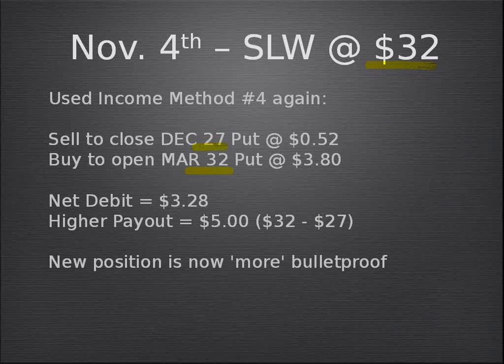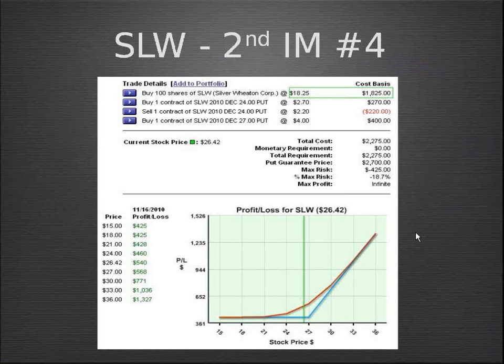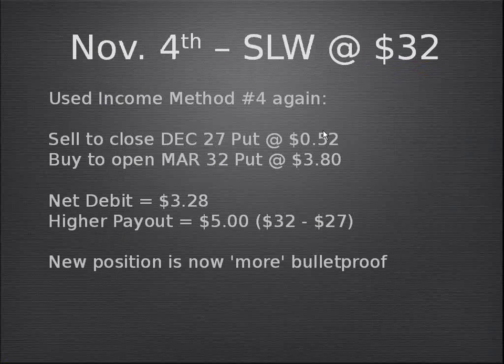Now, what did I originally pay for that when we first did the last income method number 4? I'm sorry, I went forward. I wanted to go back. We originally paid $4 for the put when the stock was trading at about $26 per share. So we lost $3.50 on the put. We're going to sell to close this put for 52 cents, our December 27 put. So we lost about $3.50 on the put, but we've gained $6 in the underlying security. The stock moved up 6 points, from about $26 to $32 per share on November 4th. So we gained $6 on the stock and we gave up $3.50 on the put.